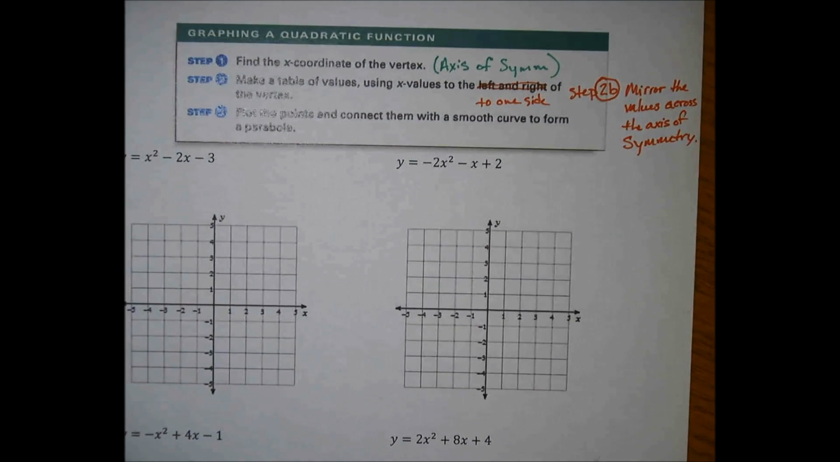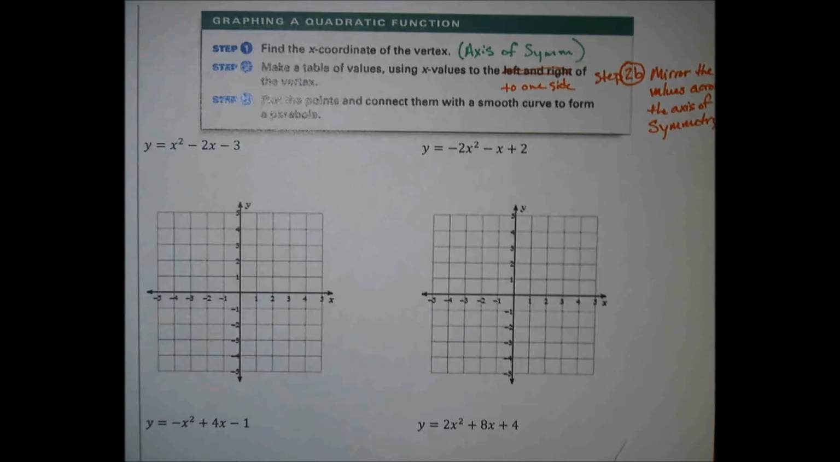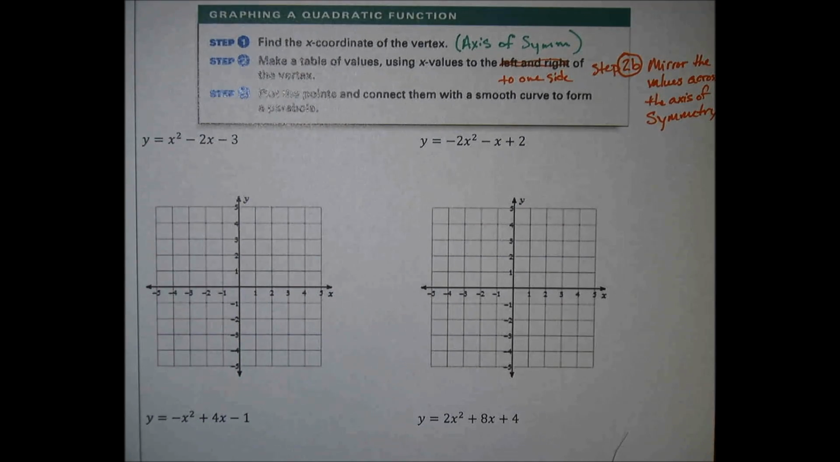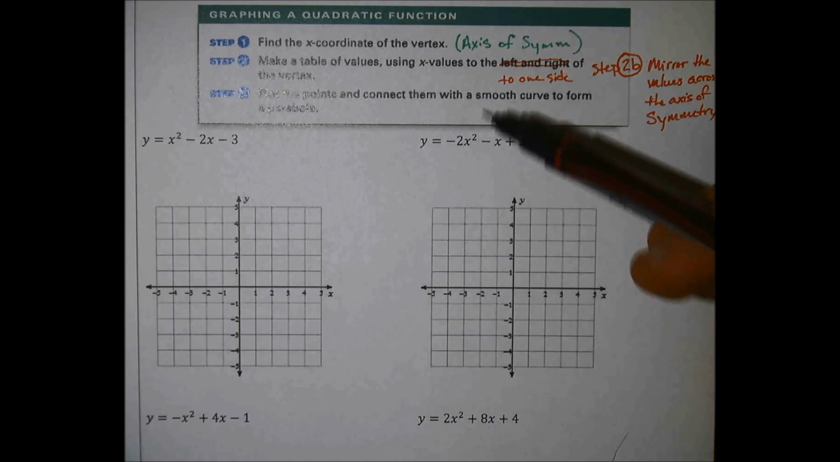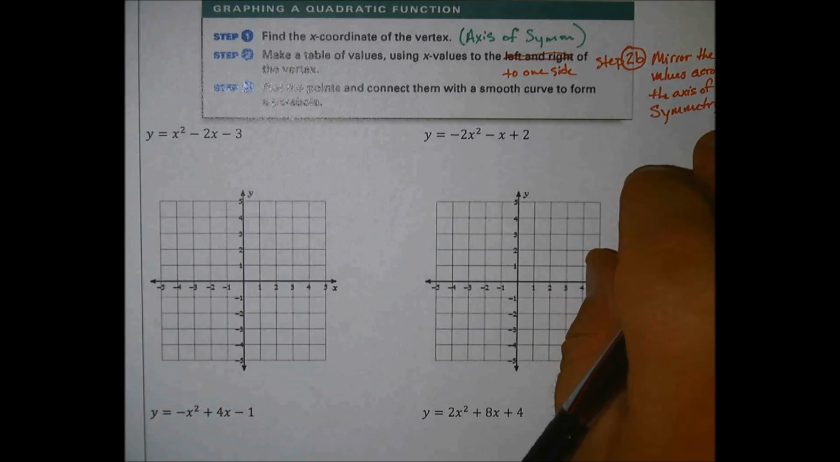Okay, and so that's going to make our lives a little bit easier because we don't have to find as many points now. I can just find a few points and then mirror those across the axis of symmetry. So my steps are a little bit adjusted from here. Let's find the vertex, draw the axis of symmetry, plug in points on one side of the vertex, flip them over, and then connect that smooth curve. So let's see if we can do that.